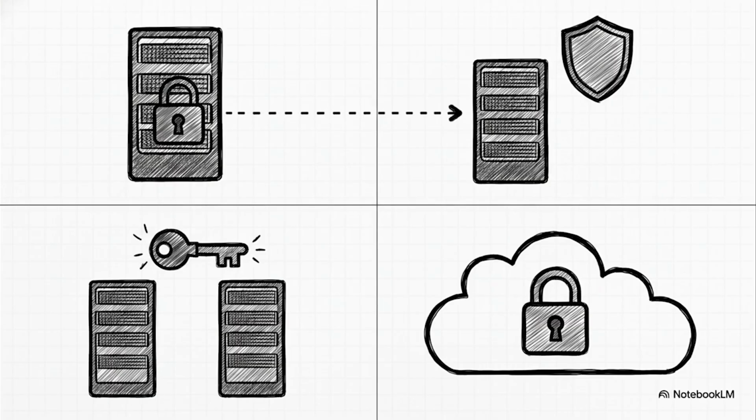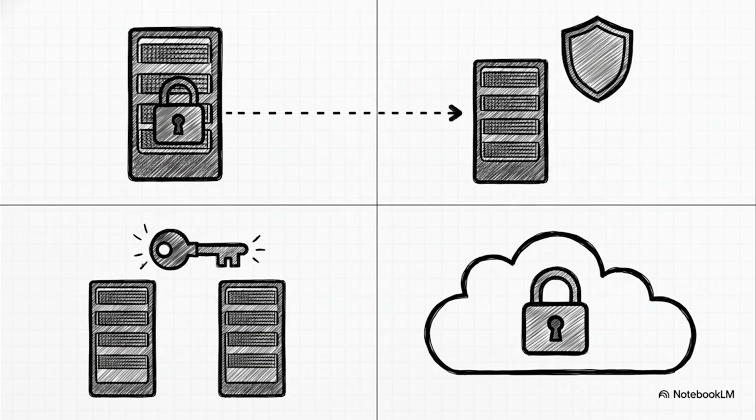Third, we have the external KMS, or EKM. This uses entirely separate third-party key management servers. And a quick note on EKM, Nutanix strongly recommends having 2 or more of these for redundancy, just to prevent a single point of failure.